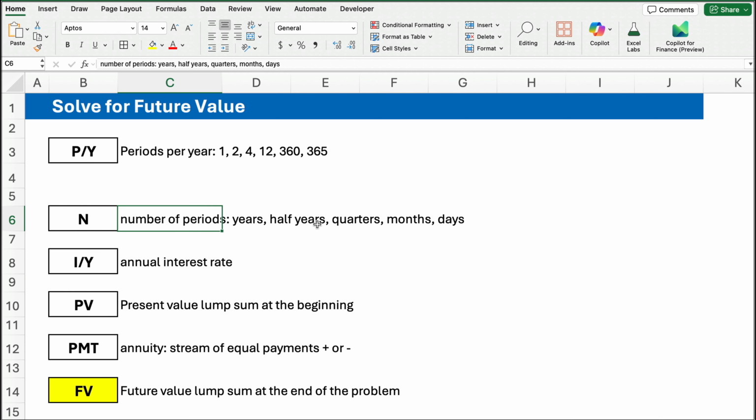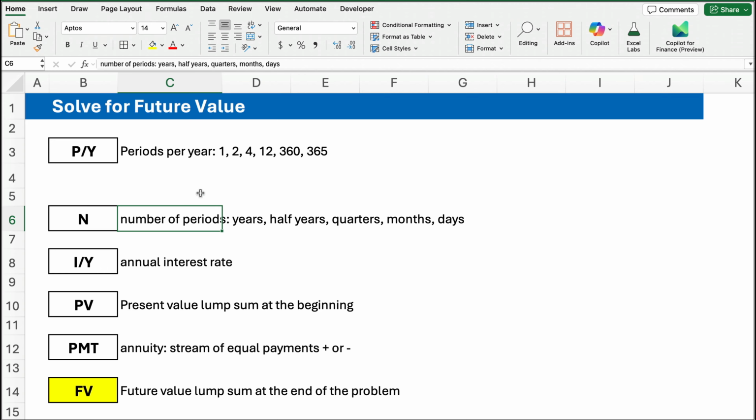The interest rate we're going to put as an annual rate, the full rate, not the amount each month or each quarter. The PV stands for present value. That's the lump sum or the single amount at the beginning of a problem. The PMT represents the payment, so that's a stream of equal payments. Positive, negative, it could be monthly, could be annually, it could be quarterly. And so that's called an annuity. So a stream of equal payments is the PMT button. This video, we're going to calculate the future value, which is a lump sum at the end of the problem. So we have 5 years from now, what's the amount worth or whatever.